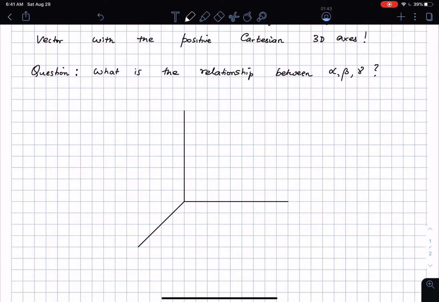Okay, so I'm going to call this the y-axis. This is my x-axis, and then this is my z-axis. Okay, I'm going to consider a force vector. So here is my force vector. Okay, I'm going to call this vector F.